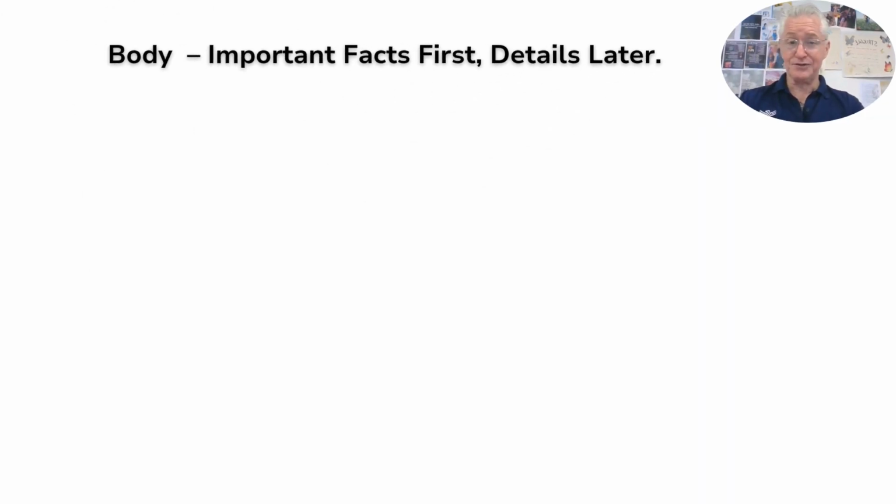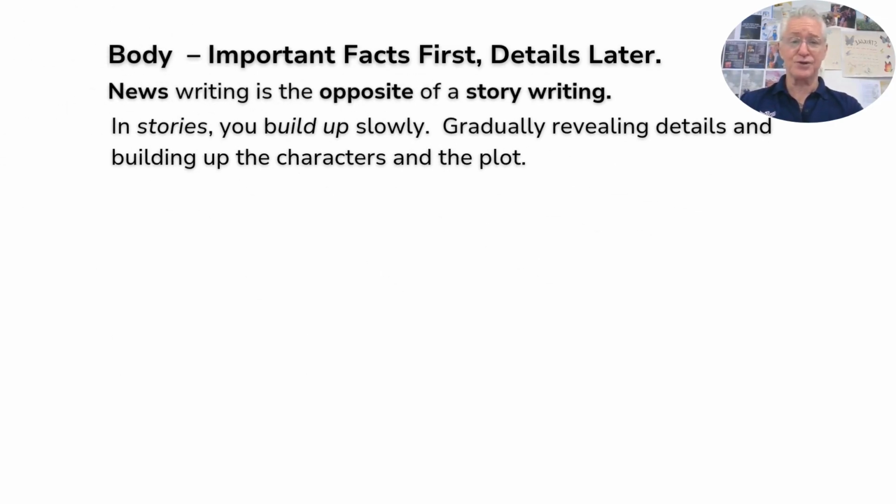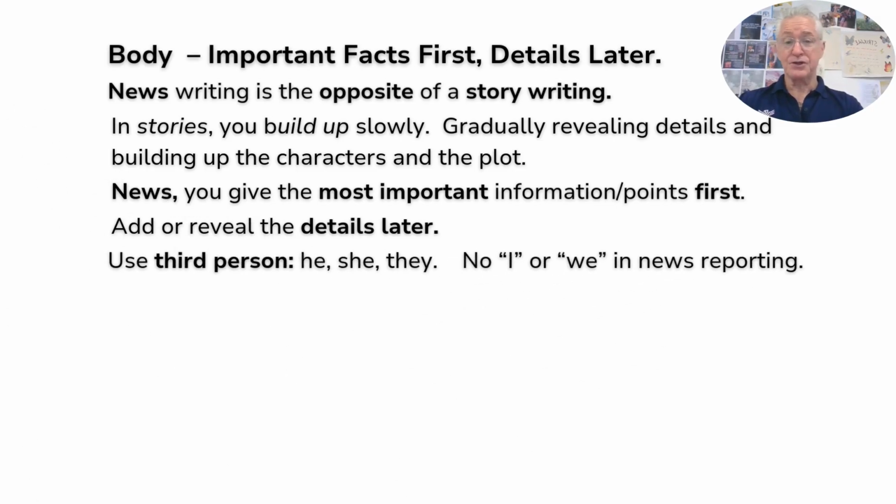The body paragraphs appear after the lead paragraph, and they reveal important facts first and then details later. So news writing is the opposite of story writing. In stories, you build up slowly. You gradually reveal details and build up the characters and the plot. But in news, you give the most important information or points first, and then you add or reveal the details later.